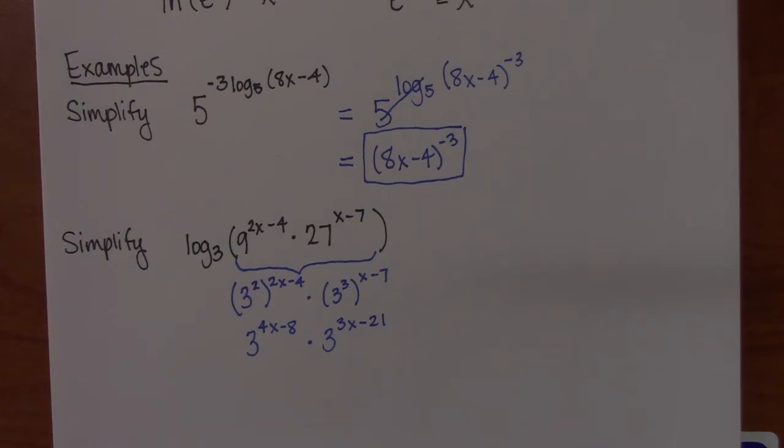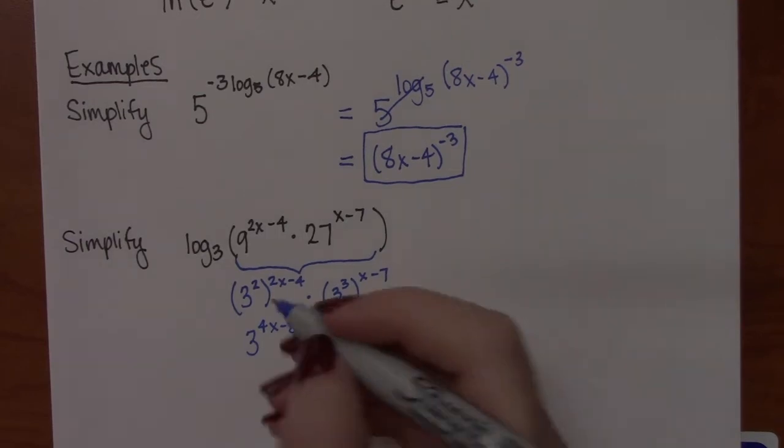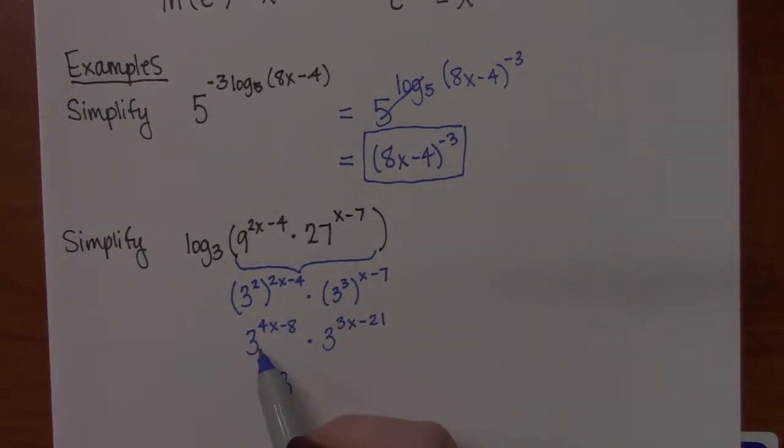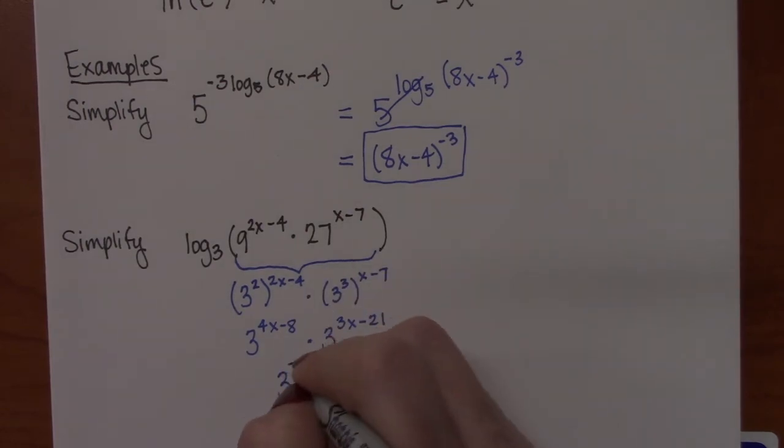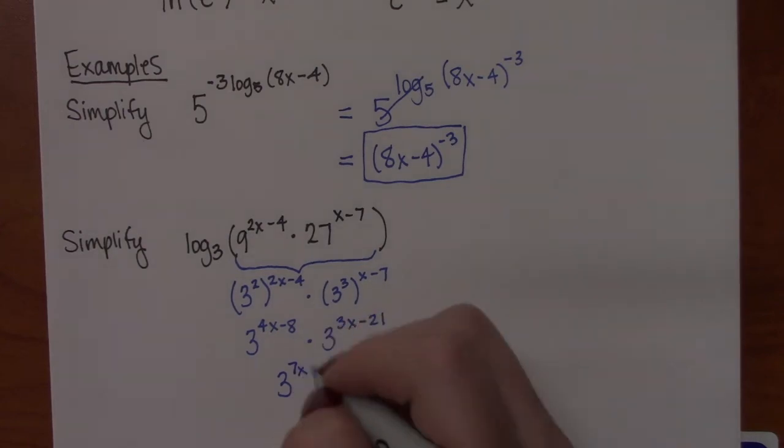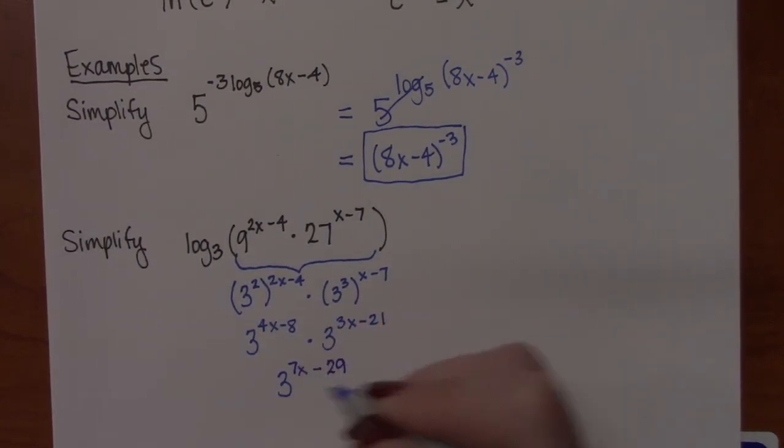So then what's the rule I have to use now? I have to get into one single term before I can do that. So how do I combine those into one term? Multiply is when you have a power to a power. We already used that. You add them, right? So if you have the same base, we add them, okay? So that means I'm going to have 3 to the, 4x plus 3x is 7x, and negative 8 plus negative 21 is going to be negative 29.